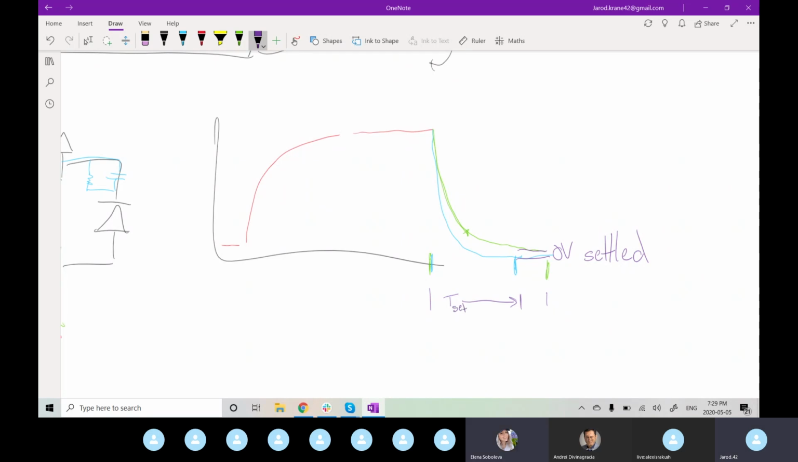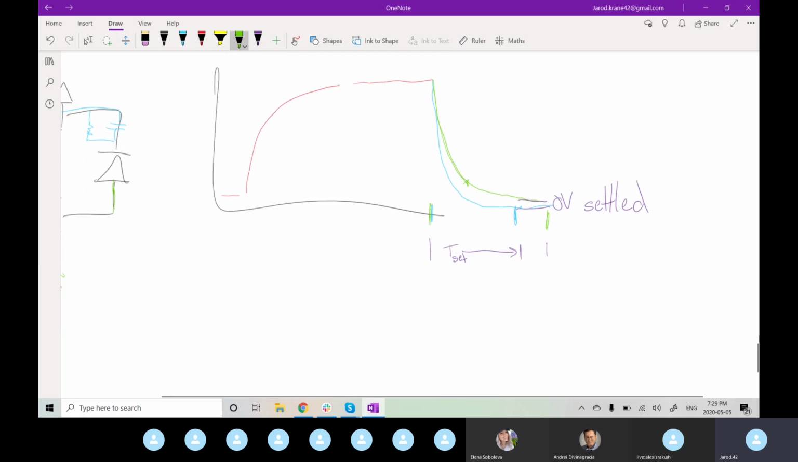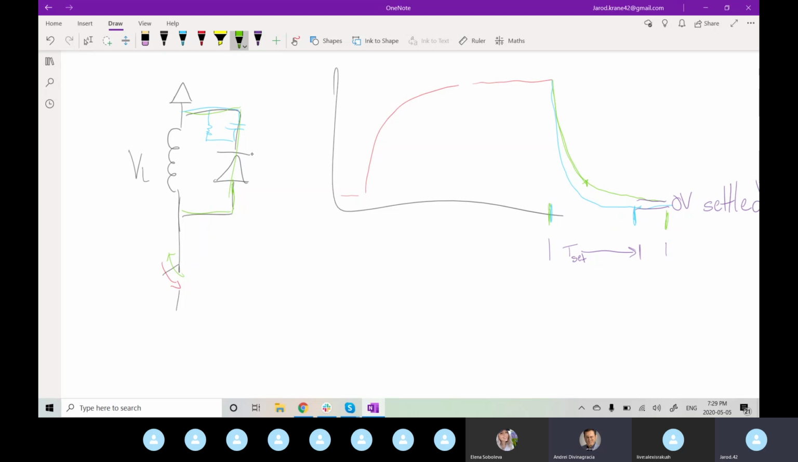Got it. Thank you. This kind of makes sense. Does the difference between the green line and the blue line come from a different capacitor value? I'm assuming... No, green is just the diode. Oh, just the diode.